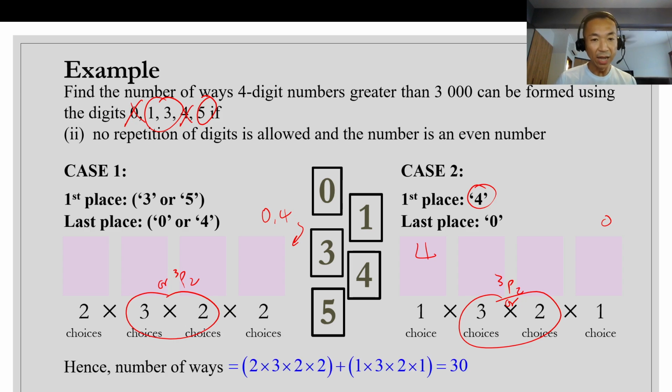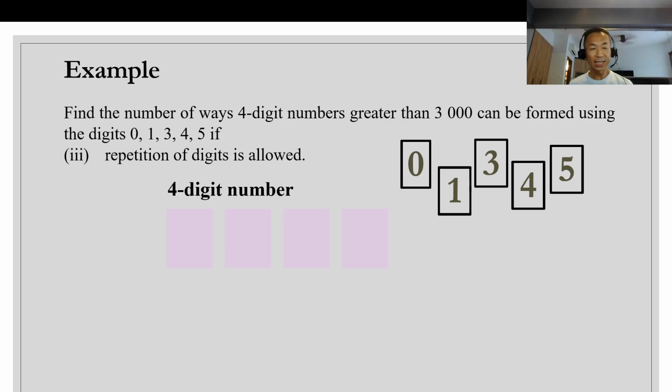So for the final answer, you add them up. Case 1 and case 2, you add up because they are mutually exclusive. I repeat many times, you must know exactly why you add the cases up. You add the cases up because they are mutually exclusive. Good. Last case.